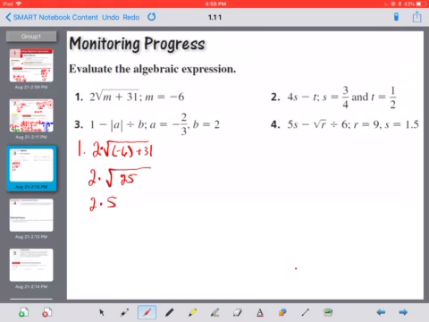2 times the square root of 25 is... the square root of 25 is 5. 5 times itself is 25. That's how we get that. 2 times 5 is 10. That's what you should get there.